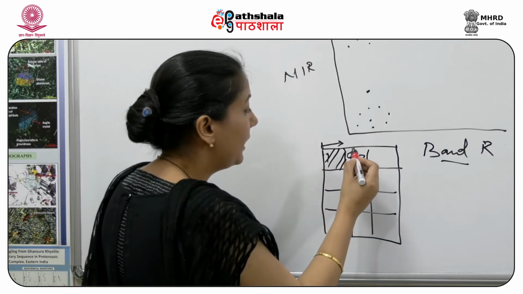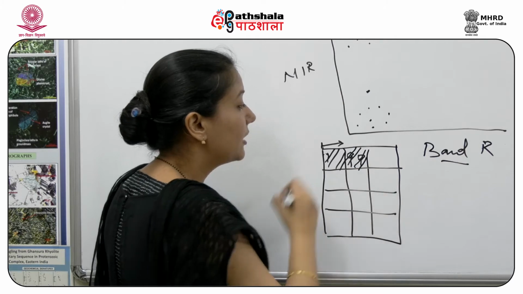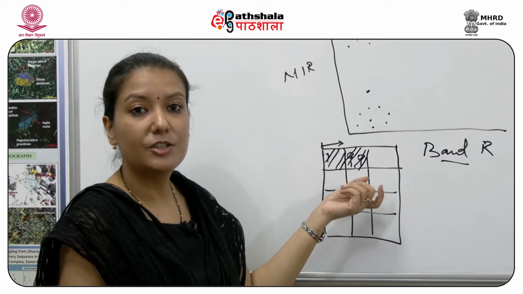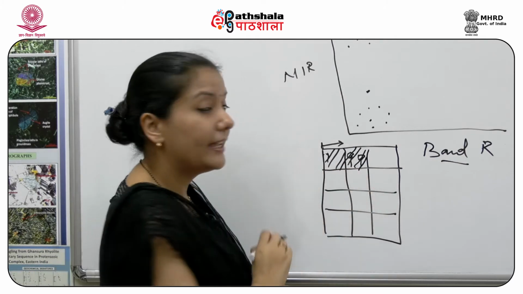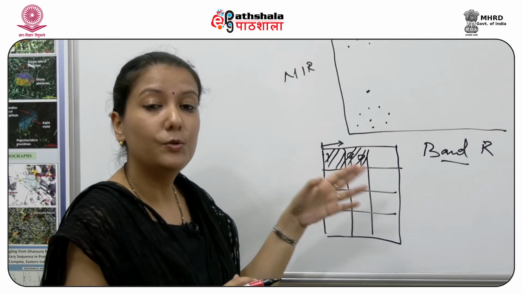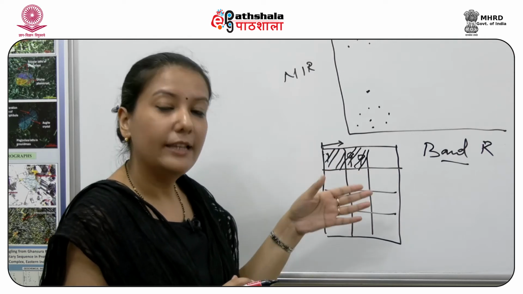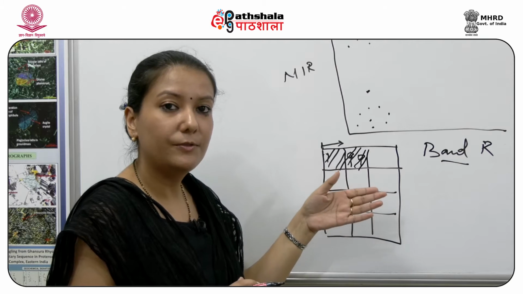However, you will have a complete reflectance for the vegetation here. So you will have high NIR, but you won't know whether there are two trees or a single tree. That is why you are requiring a classification.